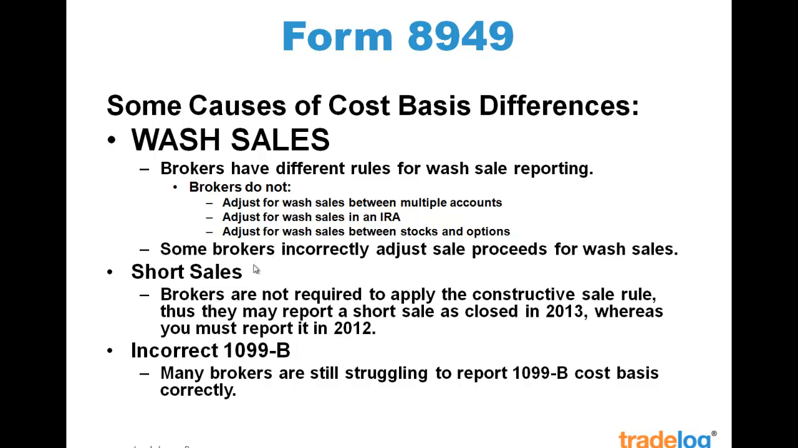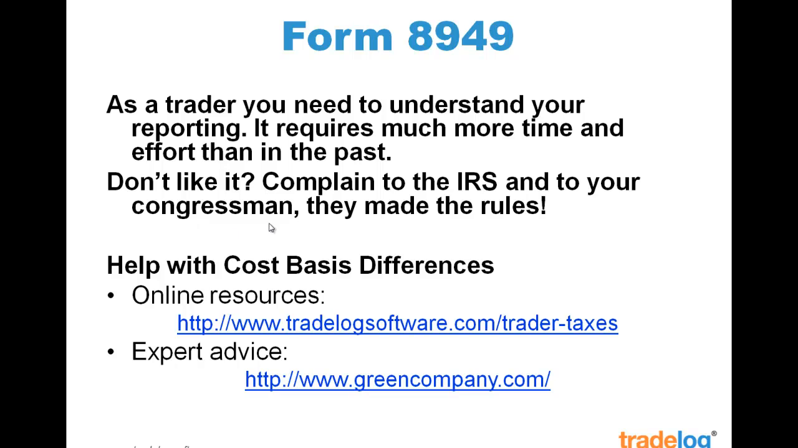And besides that, there's the simple fact that many brokers are still struggling to report 1099-B correctly. In fact, we've heard of brokers who have major problems issuing 1099s that they feel are accurate. They have missing cost basis information, or they simply can't do it at all. So all of these are reasons why there may be differences.